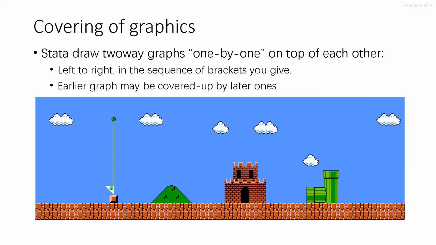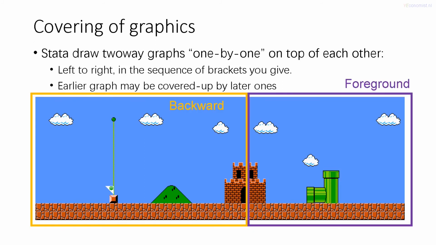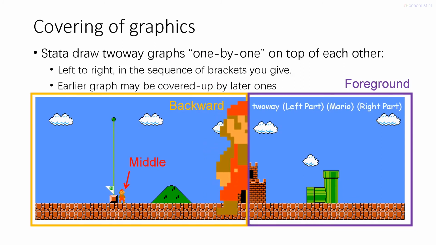So to illustrate the issue of graphic covering more intuitively, let's consider the following example of Super Mario, and I made this in PowerPoint. So what I have done is to split the background image into two parts. The left part stays in the background, but I move the right part in the foreground, namely put the right part up front. Then I put the image of Mario in between the two layers, and to show it more clearly, this is what I have done. So in terms of twoway commands in Stata, it would be written in this way.